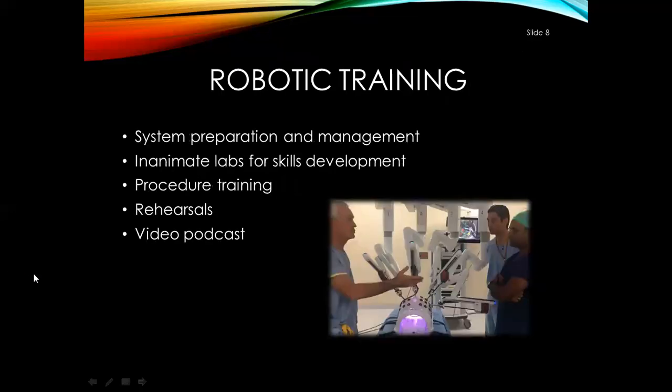Robotic training. All members of the surgical team must receive special training, and that includes a surgical tech. Training for the Da Vinci system is usually available from the manufacturer at various locations. Intuitive is the name of the company that makes the Da Vinci. They happen to have an Intuitive office in this area, and they come out and train, usually setting up training courses. So with robotic training, you have system preparation and management, inanimate labs for skills development, which is what the picture I'm showing you here is, procedure training, rehearsals, and a video podcast you can do for robotic training, okay?